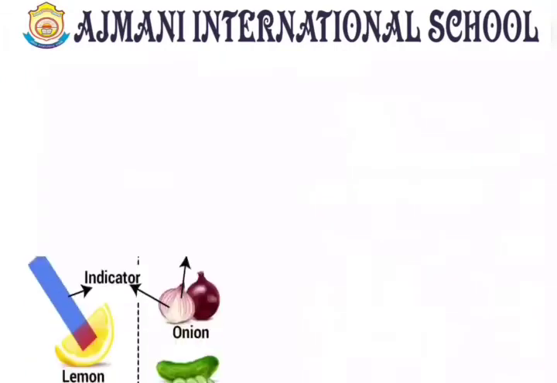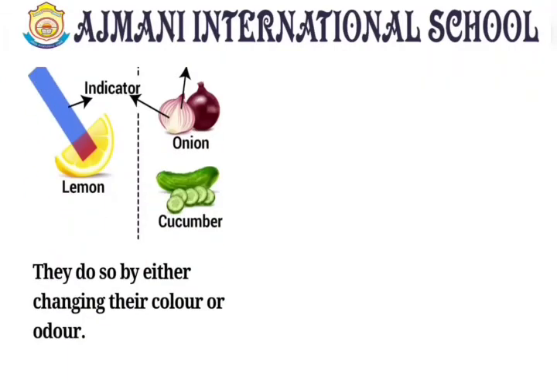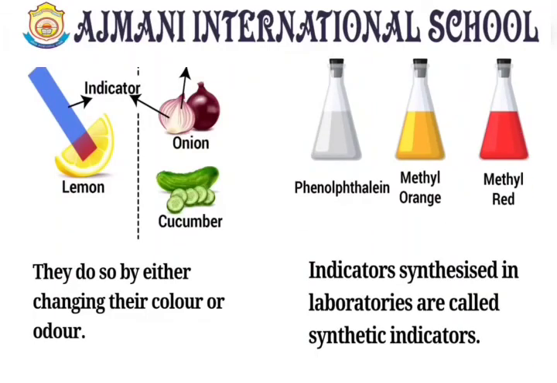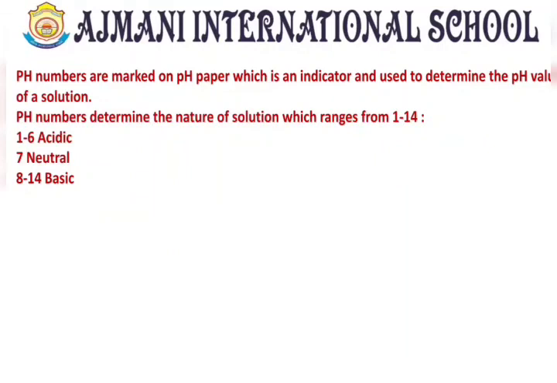Now, let's see what are the organic indicators available around us. The lemon, the onion and cucumber. They change their color or odor to show the change in the nature of the substance, whereas some laboratory indicators like phenolphthalein, methyl orange are there which turn their color in acidic solution and in basic solution to show the difference between the substances.